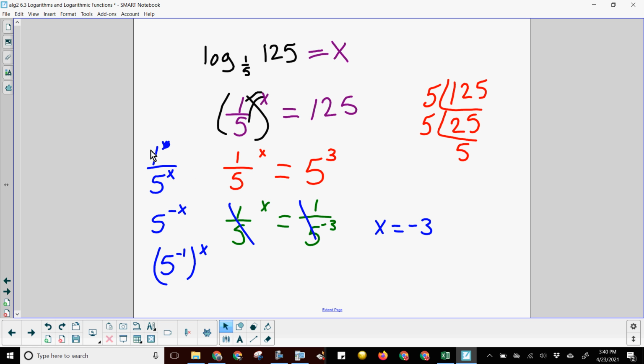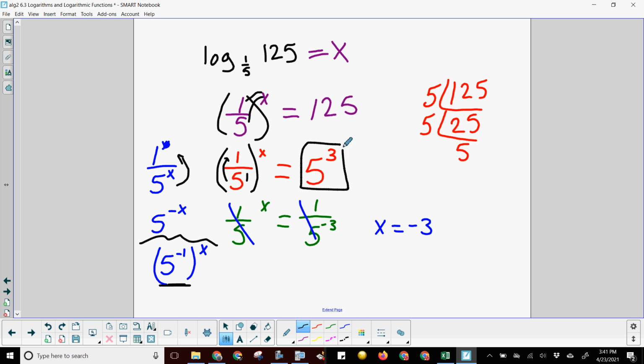Then to get rid of the fraction part, we can bring this guy up to the top and give it a negative exponent, right? Or if we're here already, we could bring it up to the top, give it a negative exponent like this. So these are kind of different. And there's really no wrong answer. You're going to end up with 5 to the negative x equals 5 to the 3rd.